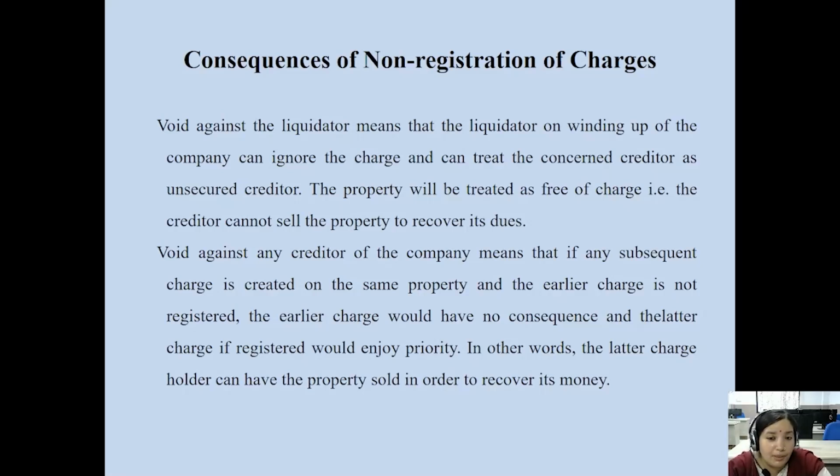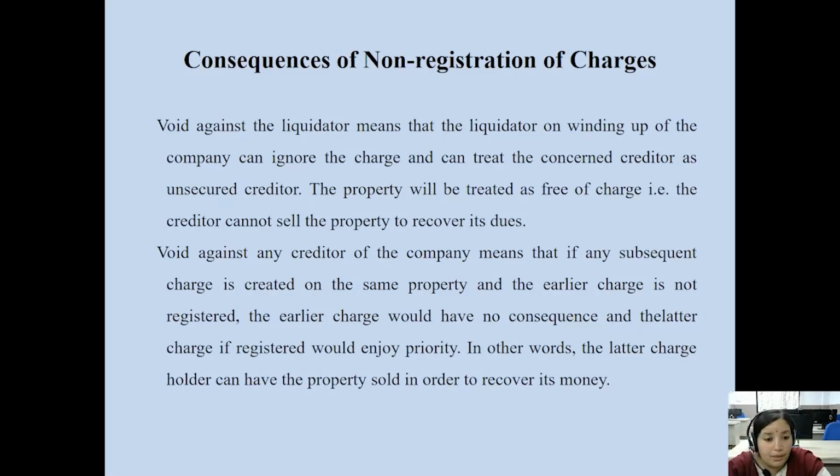This is to be noted down by the students: in the case of winding up, liquidation or dissolution of the company, if there is no record of such a transaction, such as a company borrowing capital from a bank, then the company can ignore the charge and treat the concerned creditors as unsecured creditors of the company, and the property will be treated as free of charge. There is no charge created over the asset of the company, and the creditors cannot sell the property to recover their dues.